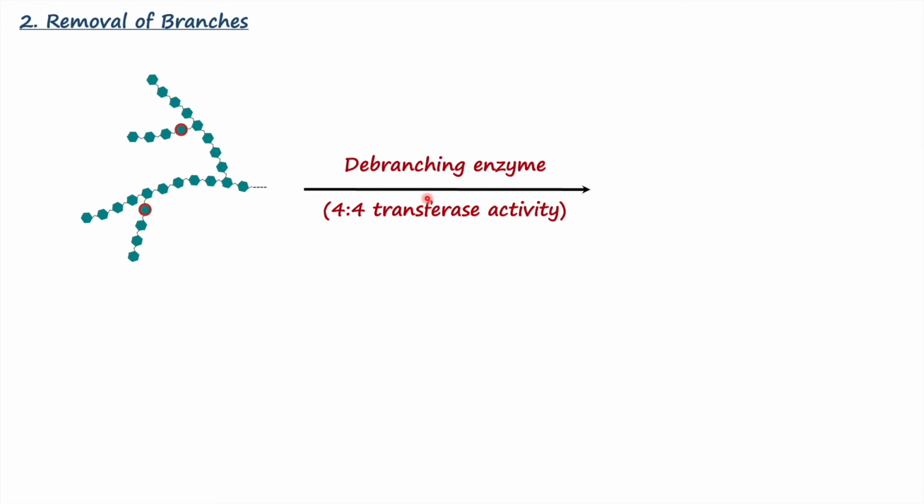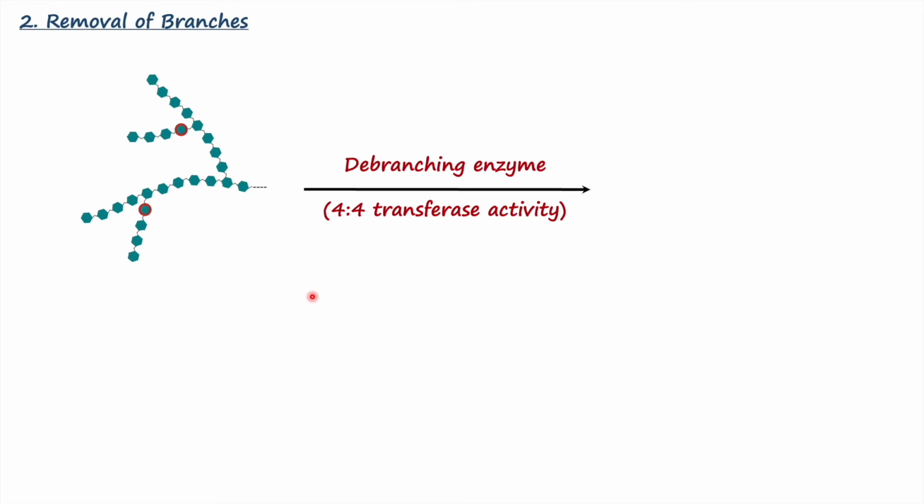Now this enzyme is called debranching because we are removing the branches. If we were to synthesize the branch, which we already saw in the glycogenesis process, the enzyme is called branching enzyme. So this is not so difficult. This is very easy: to synthesize a branch, the enzyme is called branching, and to remove the branch, the enzyme is called debranching enzyme. As I mentioned, this is a two-step reaction.